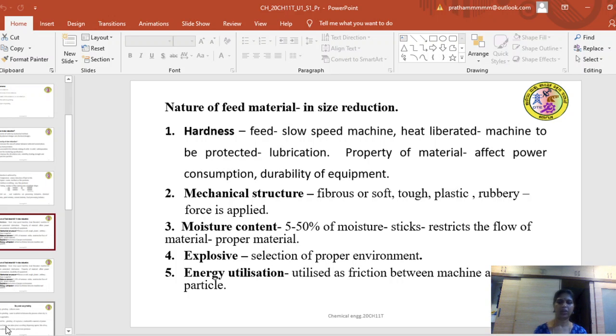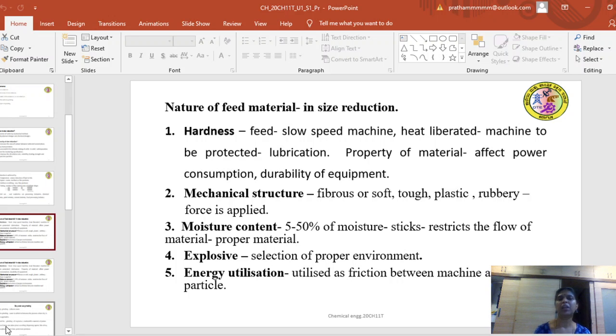So what about the energy utilization? During the crushing process, energy will be liberated in the form of heat or friction. The energy that is released is utilized as friction between the machine and the particle, and the heat is liberated in the machine itself. So proper lubrication has to be maintained. Energy is also used in the production of noise in the plant itself.